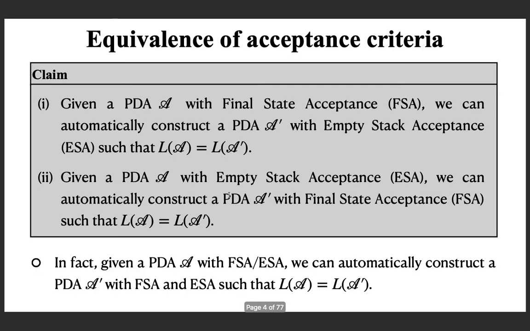And in fact, what we are going to do is discuss an algorithm which will take a final state accepting automaton and give you an automaton which is going to accept by both criteria, final state and empty stack. That means the resulting automaton will accept a string by both criteria, that is both by entering a final state and by emptying its stack. That is what we are going to see in both the cases. Let us go and prove the first claim.